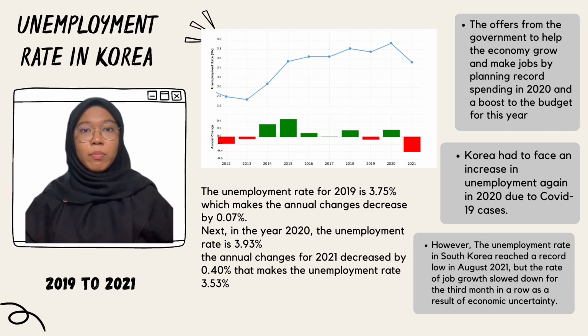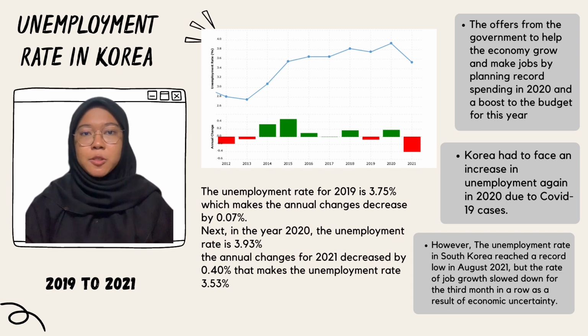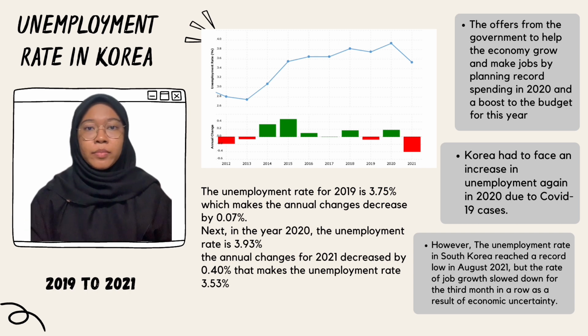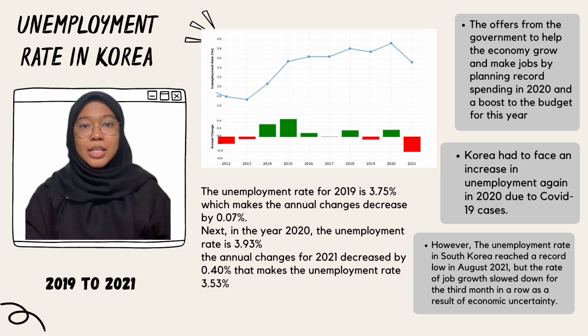The fall in unemployment rate in Korea in 2019 was because of the offers from the government to help the economy grow and make jobs by planning record spending in 2020 and a boost to the budget for this year. Park Jong-hoon, an economist at Standard Chartered Bank in Seoul, was worried about the increase in the unemployment rate in Korea, which made him want to take the issue as a crucial thing. Therefore, he decided to look up all the data from the previous year and try to fix the issues.